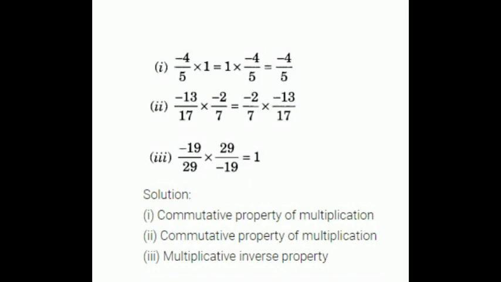That means 1. Second question, negative 13 by 17 into minus 2 by 7. A into b equals b into a, minus 2 by 7 into minus 13 by 17. Here also commutative property of multiplication. Next, negative 19 by 29 into 29 by negative 19 equals 1. That is multiplicative inverse property. That means reciprocal.